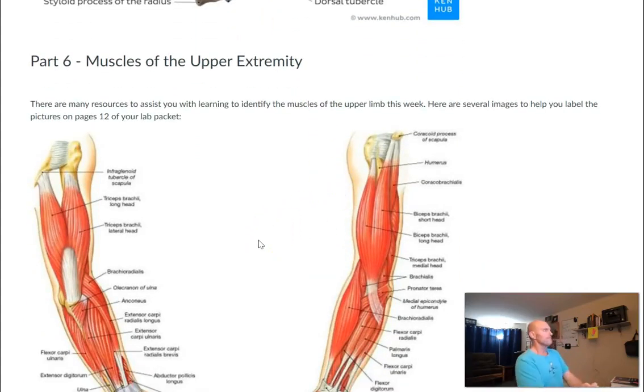Okay, so muscles of the upper extremity. So we know that our elbow flexors are going to be our biceps brachii, assisted by the brachialis. Those muscles are innervated by the musculocutaneous nerve. It's antagonized by the triceps brachii on the posterior aspect, which extends the elbow.